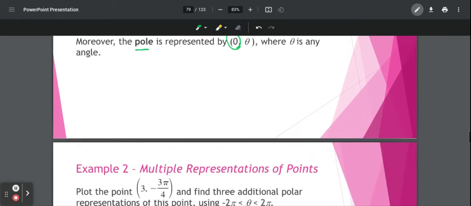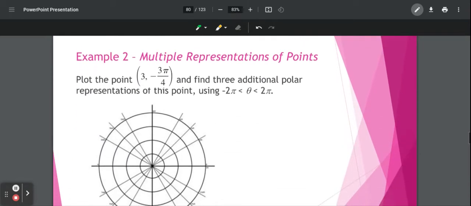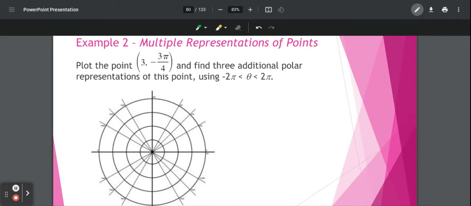Theta could be anything there. All right, so let's plot the point 3, negative 3 pi over 4. If we go out 3, that takes us to the third circle. Negative 3 pi over 4, so we'd be at negative 1 pi over 4 here, negative 2 pi over 4 here. So negative 3 pi over 4 would be right here. And I'm going to erase those other points so that's not going to confuse us. So that's 3, negative 3 pi over 4.